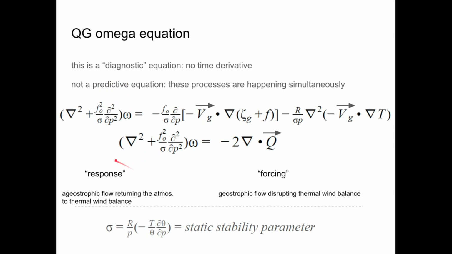So what this means is that the response and the forcing are simultaneous. Basically, they're connected to each other. It's not that the forcing occurs and then a few hours later the response develops. These are simultaneous, and this allows us to diagnose the vertical motion. But it's a diagnostic equation. It's not a prognostic equation. We can't do prediction with this equation.